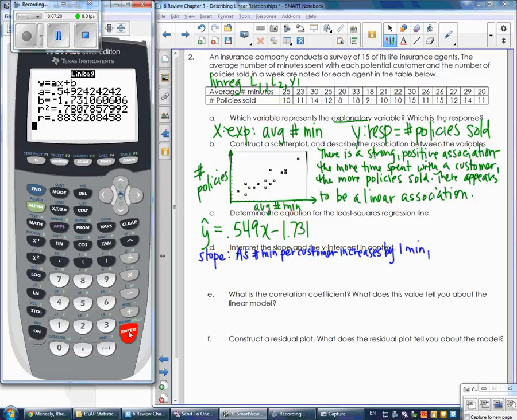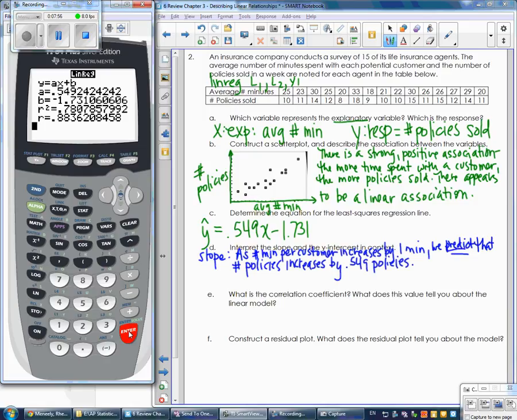we would expect, or we predict, that my y value is either going to increase or decrease by my slope. And in this case, because my slope is positive, we predict that instead of saying y, I'll use the number of policies sold, that the number of policies increases by what was our slope? 0.549? Okay, and make sure you include that.